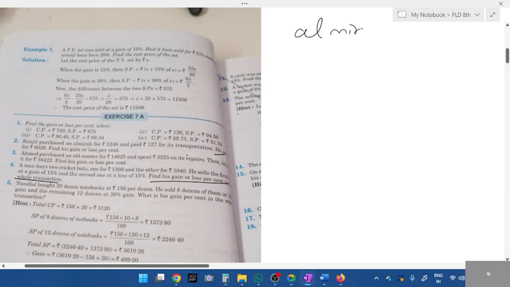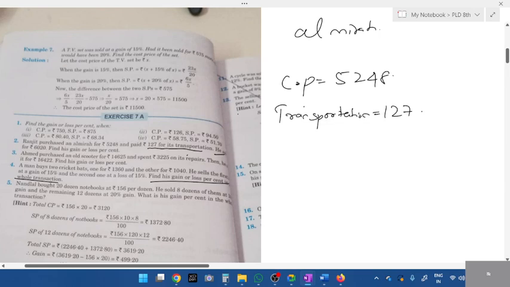Only one, Almera. For how much? For rupees? Cost price is equal to 5,248. And paid 127 for transportation. What do you mean by 127 for transportation? Isn't it an extra amount? Extra transportation. Transportation is equal to 127.